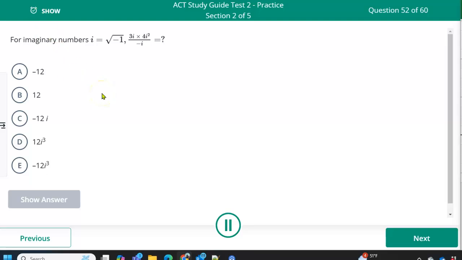For imaginary numbers, i equals the square root of -1. Right. So what is 3i times 4i squared over negative i? Okay. The pen is so slow. I'm going to just go ahead and write this and then bring it back.